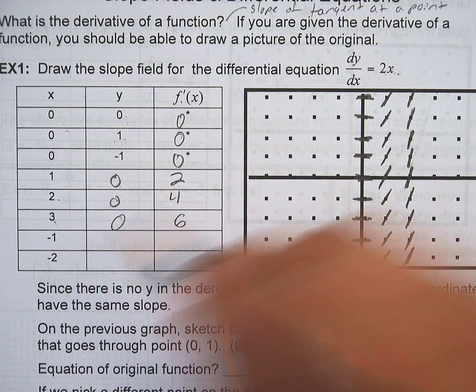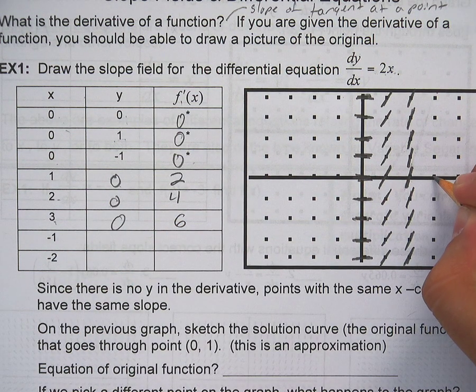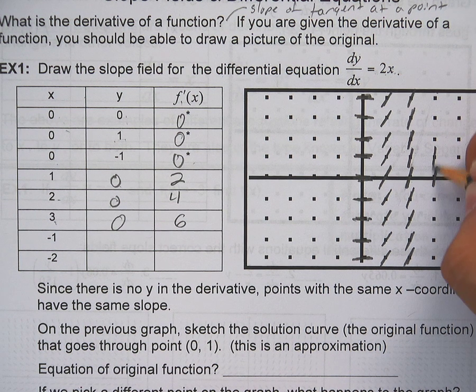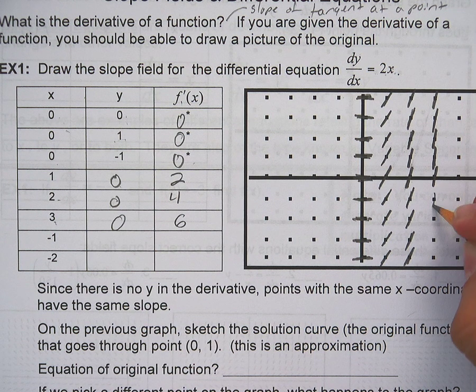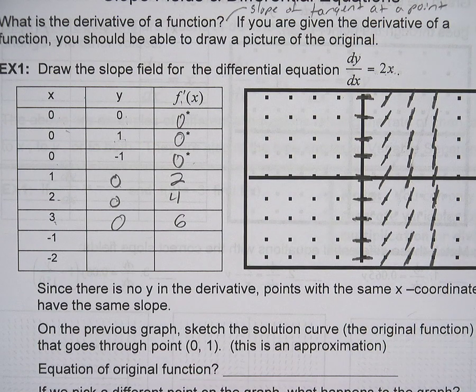And at the point 3 comma 0, right here, you have a slope of 6. And that one's very steep, right? Very steep. Much, much steeper.